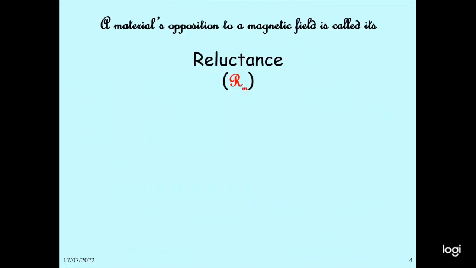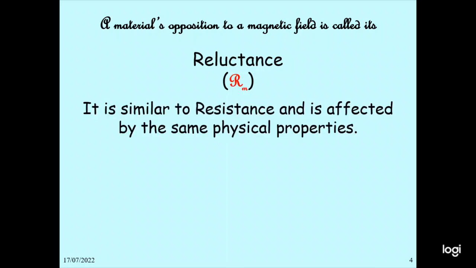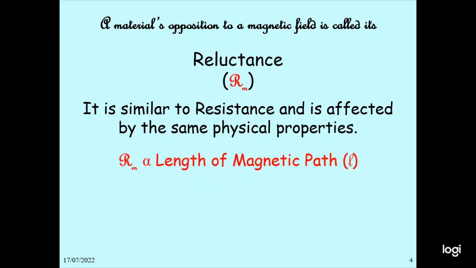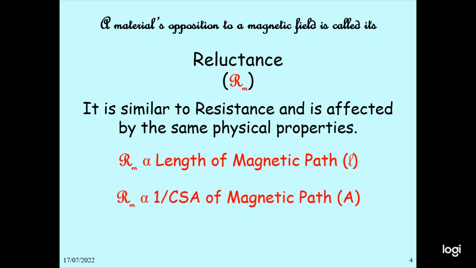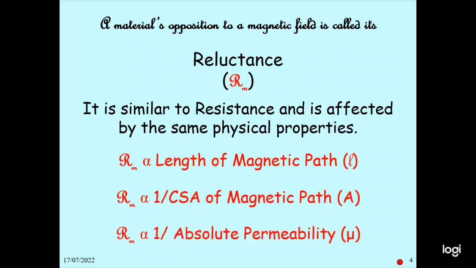So reluctance can be calculated. This is the material's opposition to the magnetic field. It's similar to a resistance and is affected by the same physical properties. So Rm is directly proportional to the length of the magnetic path, and inversely proportional to the cross-sectional area of the magnetic path. It is also 1 divided by the absolute permeability. So this is the relationship of Rm.